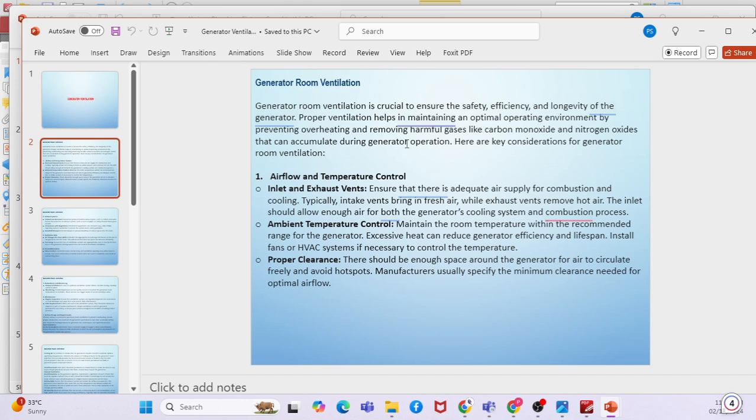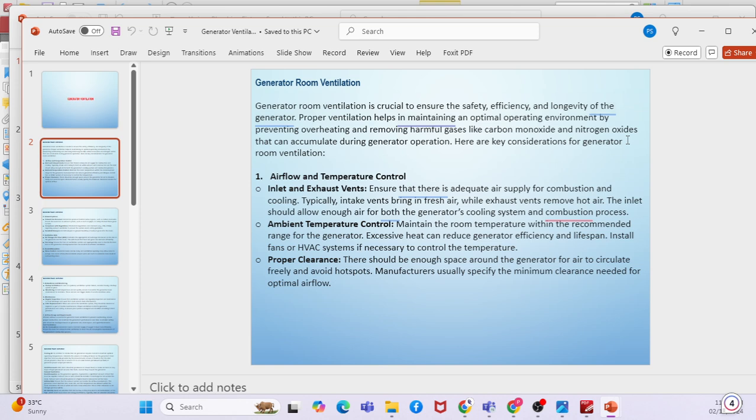monoxide and nitrogen oxide. Okay, so for example, if you have a generator in an enclosed space, it produces a lot of heat. So that heat has to be properly ventilated. That is what is given here. Proper ventilation helps in maintaining an optimal operating environment by preventing overheating. If the generator overheats, then the efficiency of the generator will go down. It cannot give proper power supply. And also you have to remove harmful gases like carbon monoxide, nitrogen oxide.